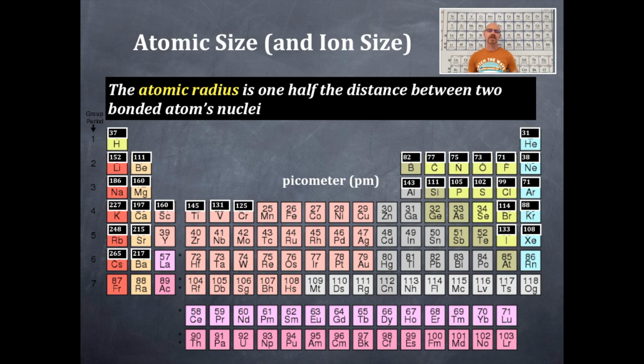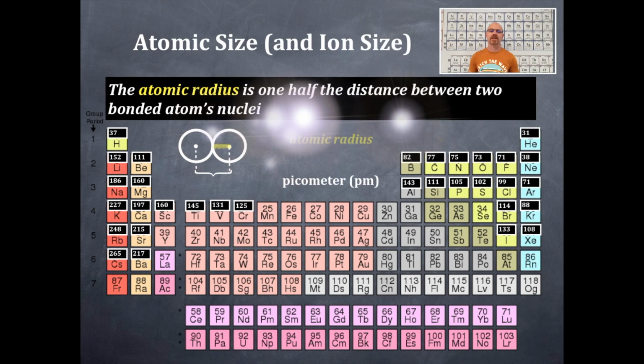So I'm going to read what I have right there, the black, the white, and the highlighted yellow. It says the atomic radius is 1/2 the distance between two bonded atoms' nuclei. So let's have a picture of what that actually is. If I have two circles right there, each circle represents an atom. Two circles are two atoms, and they're bonded together. Their central dots are where the nuclei are. So 1/2 the distance between the two nuclei is the atomic radius of that atom. The atomic radius is highlighted there in yellow.